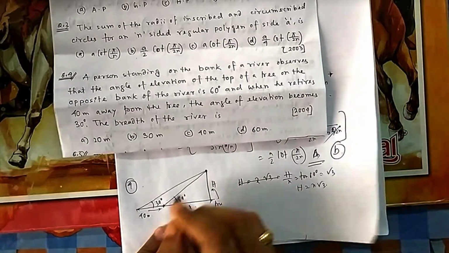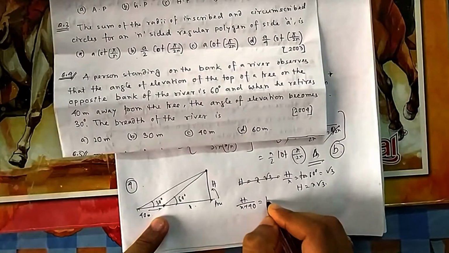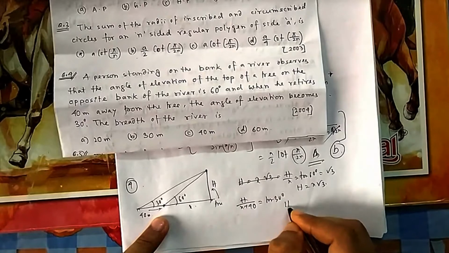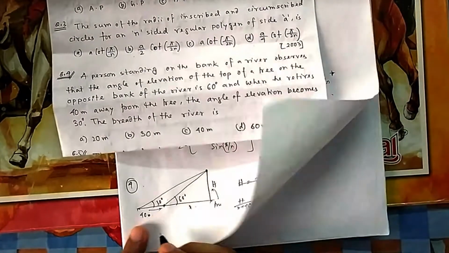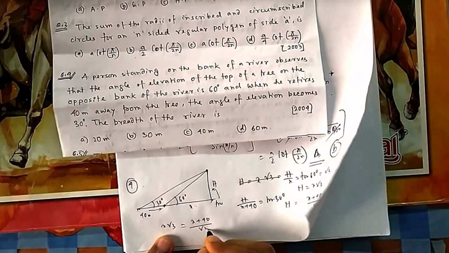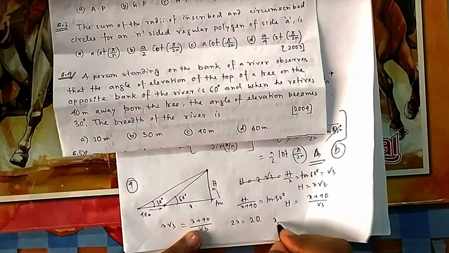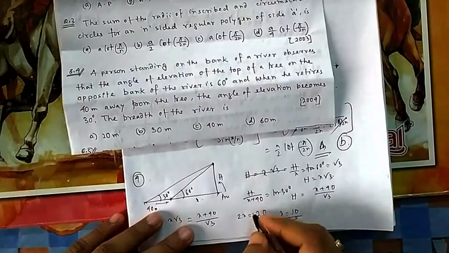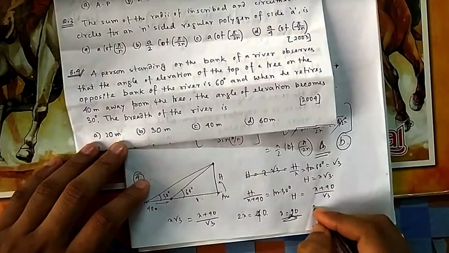Similarly for the smaller triangle, h by x plus 40 is equal to tan 30, or h is equal to x plus 40 by root 3. Now these two are equal, so you equate them: x root 3 is equal to x plus 40 by root 3. So 3x equals x plus 40, that means 2x equals 40, x equals 20. So that is your option A.